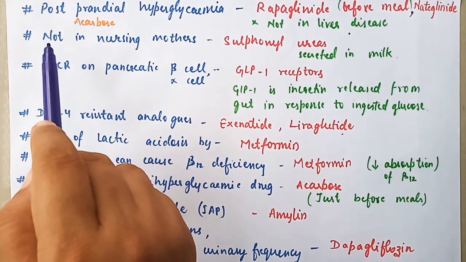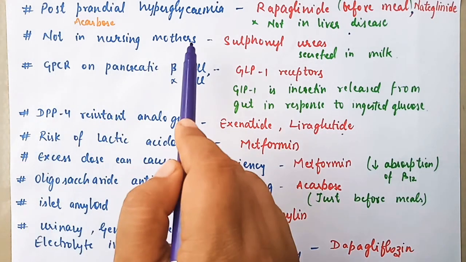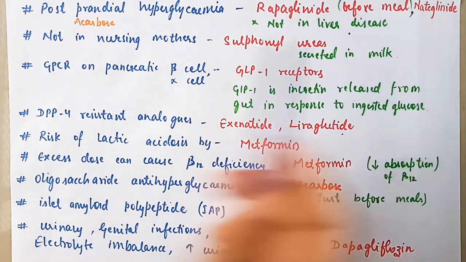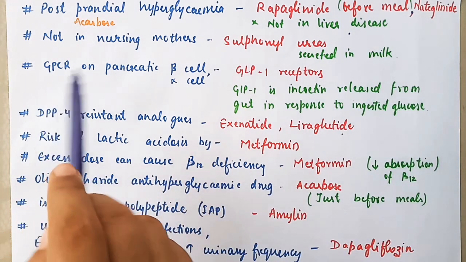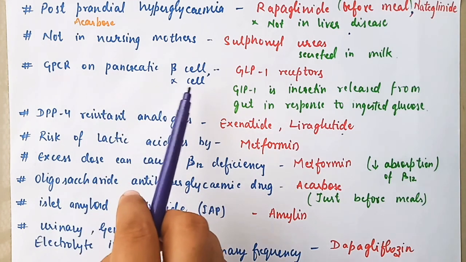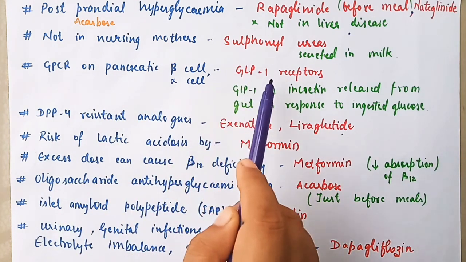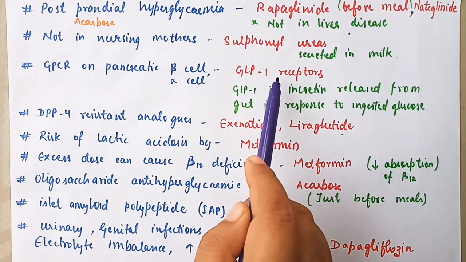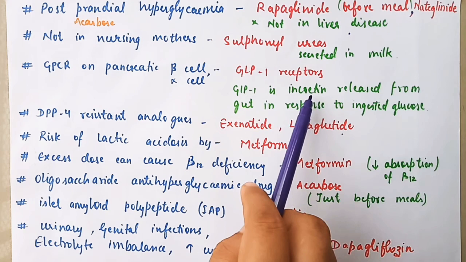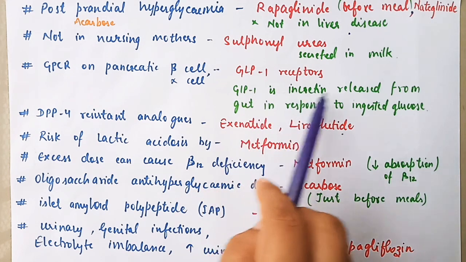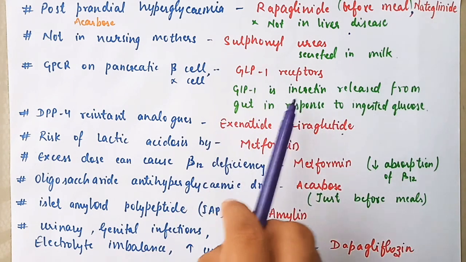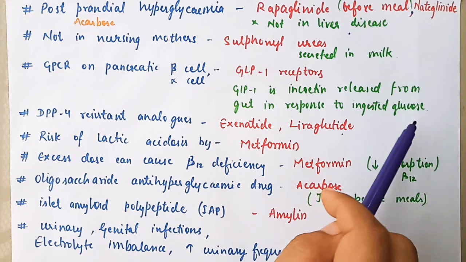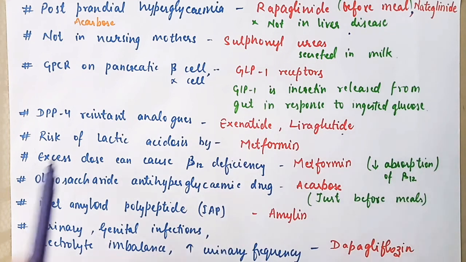The next question is, which cannot be given in nursing mothers? That is sulfonylureas, because they are secreted in the milk. Next is the GPCR on pancreatic beta cells and alpha cells, that is the glucagon-like peptide 1 receptors. These are the GPCR receptors as we have seen in the mechanism of action, and they are a type of incretin. GLP-1 is an incretin released from the gut in response to ingested glucose. So when glucose levels in the gut increase, then the incretin is released.